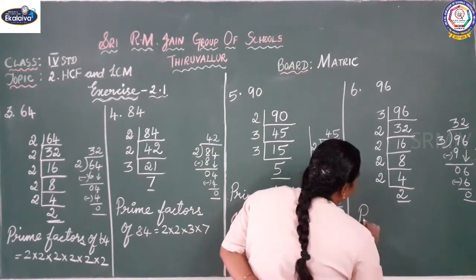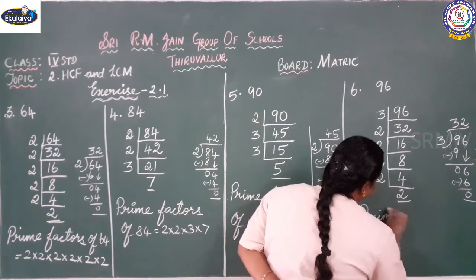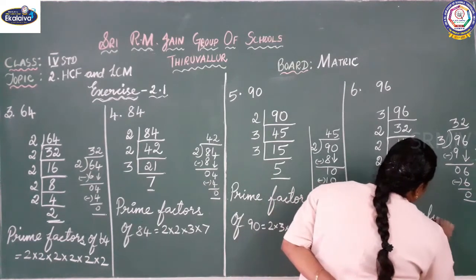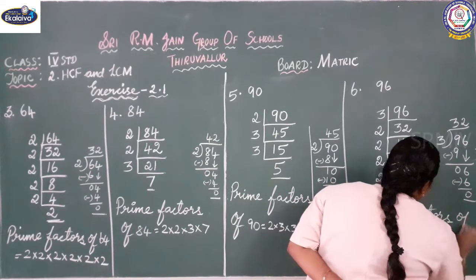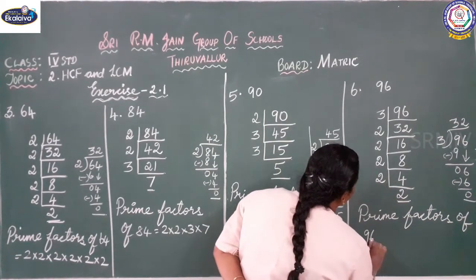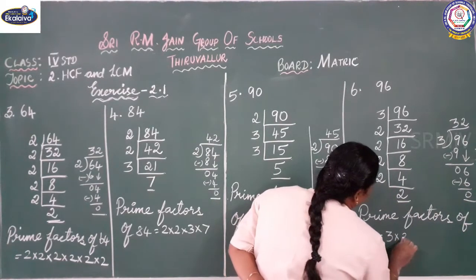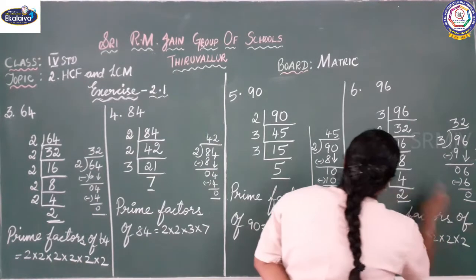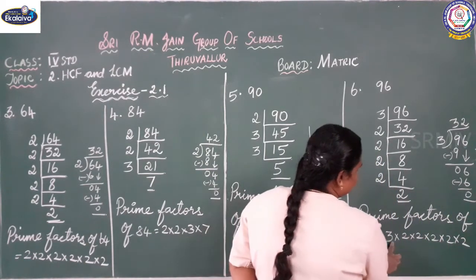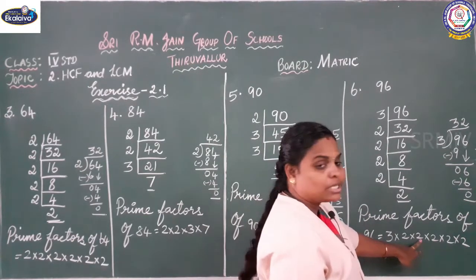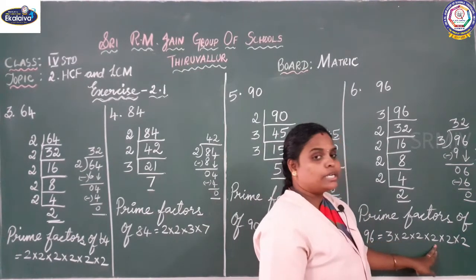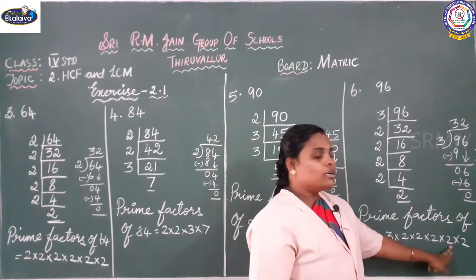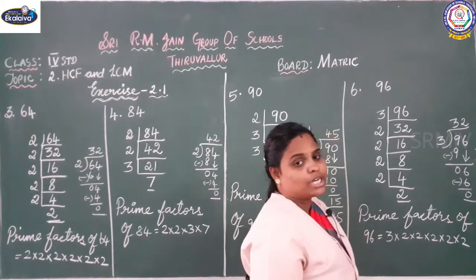So what are the prime factors of 96? Prime factors of 96 equal to 3 into 2 into 2 into 2 into 2 into 2. So 3 2s are 6, 6 2s are 12, 12 2s are 24, 24 2s are 48, 48 2s are 96.